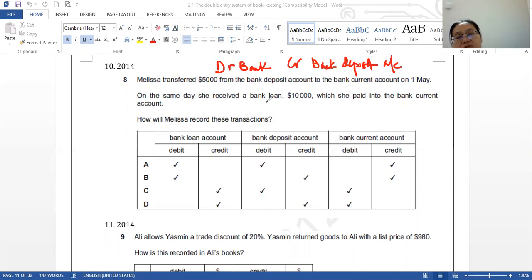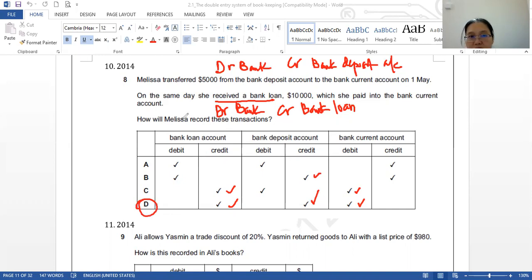On the same day, she received a bank loan. So receiving a bank loan means debit bank and credit bank loan, which she paid into the bank current account. How will this be recorded? Your bank loan will be in the credit. Your deposit account is also in the credit. Next, your bank will be in the debit. So which entry appears of donkey? Let's continue.